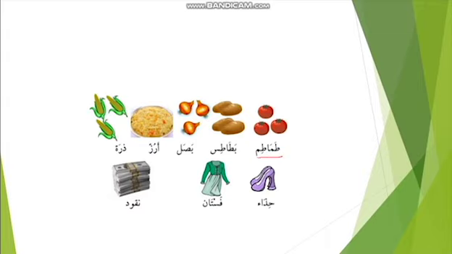طماطم is tomatoes. بطاطس is potatoes. بصل is onions. أرز is rice. ذرة in English is corn.